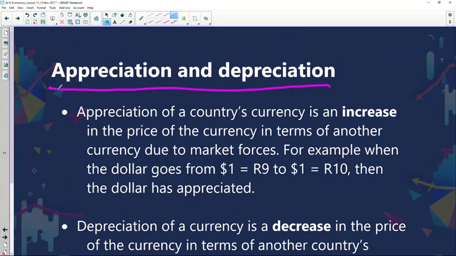And then now we're going to look at appreciation and depreciation of the different currencies, because it's important to know that currencies do appreciate and they also do depreciate as well. And there are a number of factors that cause currencies to appreciate and depreciate. And we're going to look at those factors when we come back from the short break.